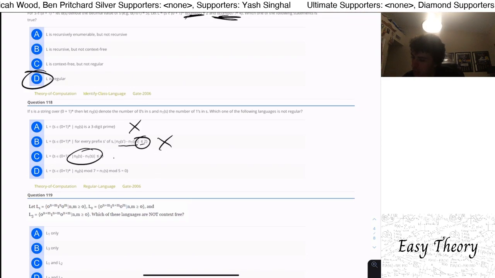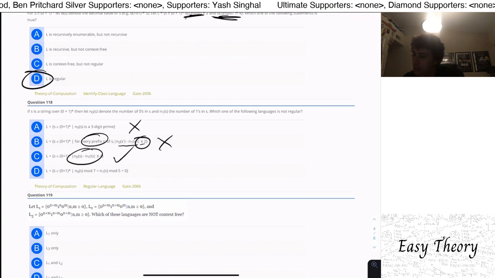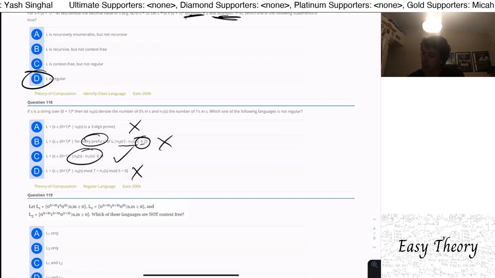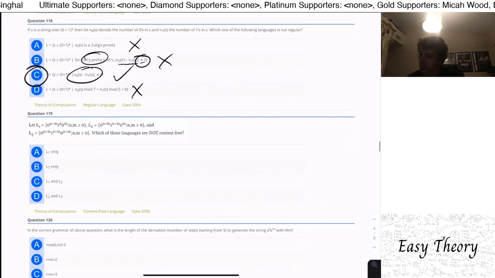This is not regular because this one says about prefixes, but this one can be anywhere in the string. This one just corresponds to setting some of the states final, and some of the other ones not. So this one is regular. I mean, not regular.